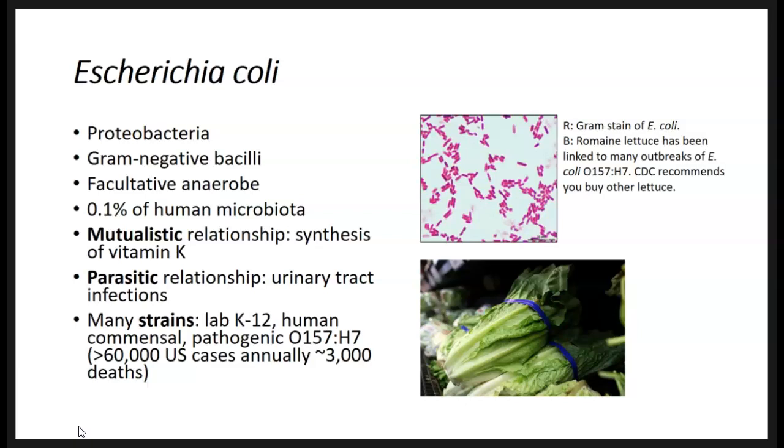which causes over 60,000 cases of severe gastrointestinal disease in the U.S. annually that result in about 3,000 deaths. So recently, many of these outbreaks have been linked to romaine lettuce. And the CDC particularly recommends that the romaine lettuce that is grown in the Salinas Valley of California should not be eaten because it has been a repeated source of pathogenic E. coli outbreaks.